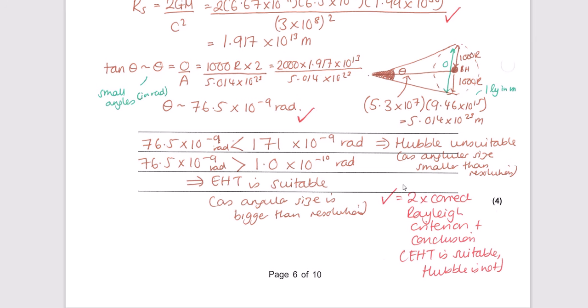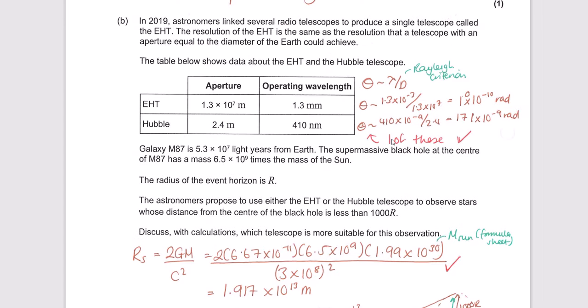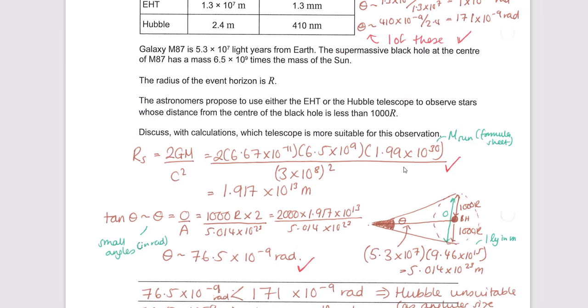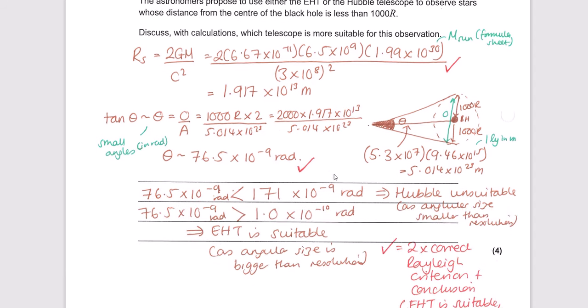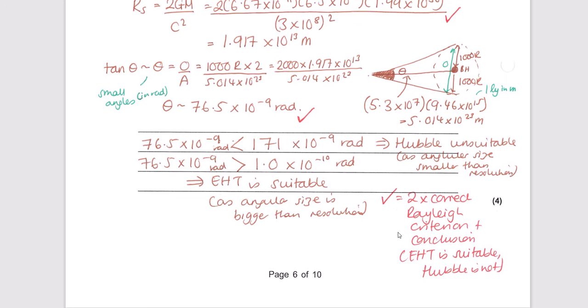And you can see here what you're getting your marks for. One is for doing one of these Rayleigh criterions, one is for using the Schwarzschild radius equation, using it, not just writing it down, you have to put the numbers in. One is for getting that this angle is 76 times 10 to the minus 9 radians, and one is for then doing both the Rayleigh criterions correctly and writing a suitably correct conclusion.